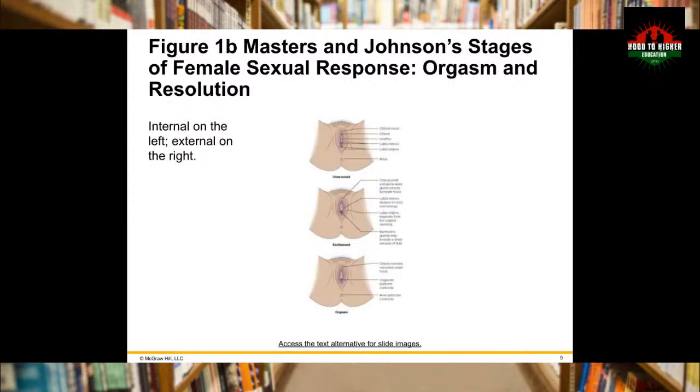Figure 1B shows the excitement stage from the external point of view, where the clitoral shaft and the glans swell. The glans retract beneath the hood. The labia minora deepen in color and enlarge. The labia majora separate from the vaginal opening. Bartholin's glands may secrete a small amount of fluid.